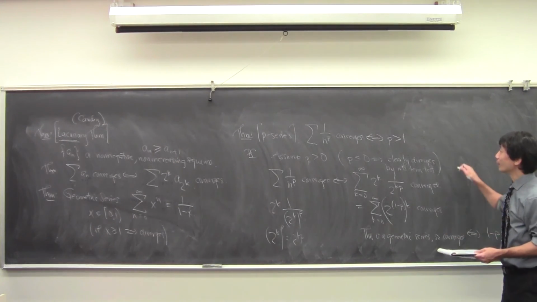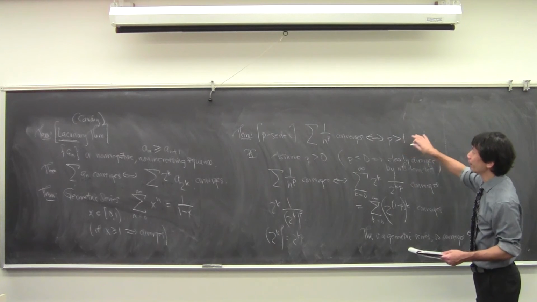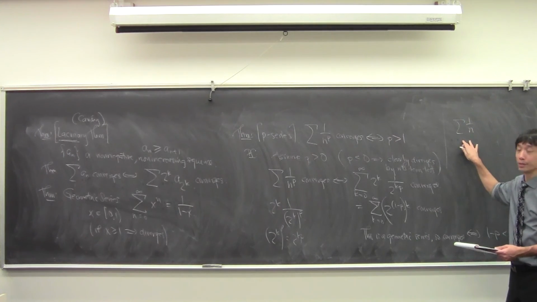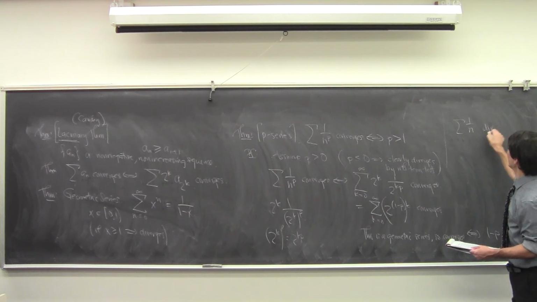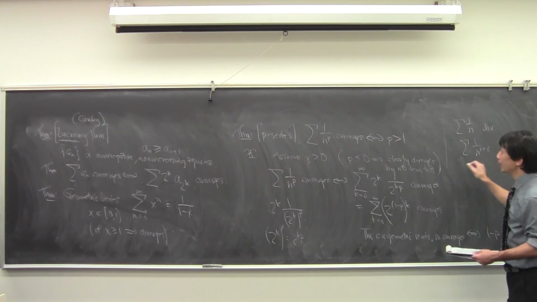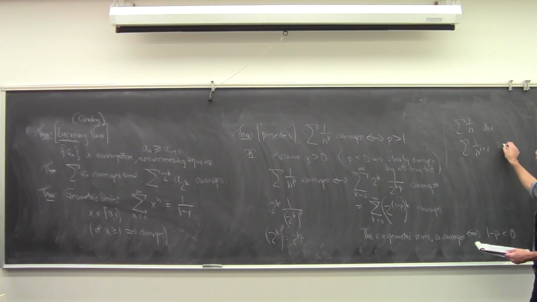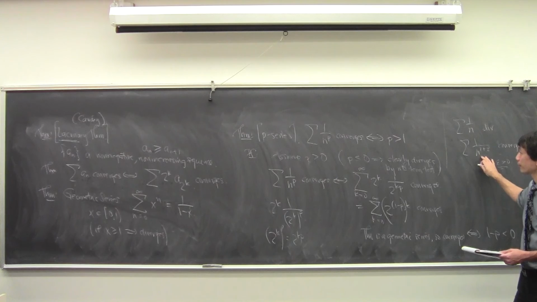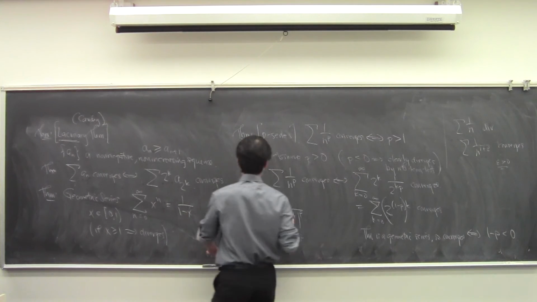Okay, so this gives you some sort of boundary, right? You see that 1 over n diverges, but 1 over n to the 1 plus any tiny number converges. So for any tiny number, just slightly bigger than 1, you have convergence. So it gives you some sort of a boundary.